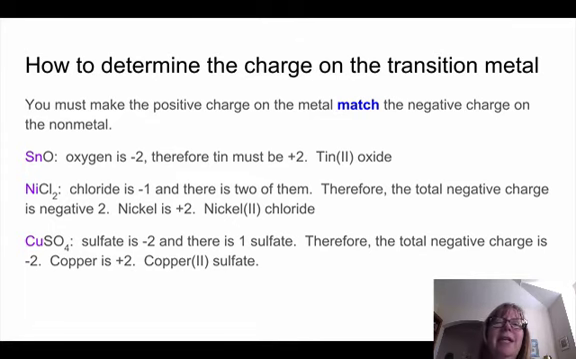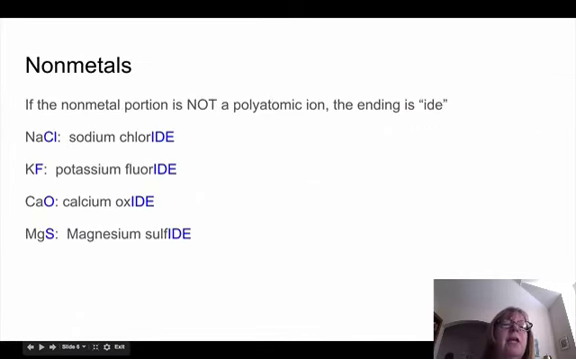All right. So we need to practice this, but you need to keep the idea that the positive charge on the metal has to match the negative charge on the nonmetal so that this ionic compound has no charge. When you're done writing a formula, you should not have any charges up here. Okay. So now let's talk about the nonmetals. We got the hard part over. Those transition metals and figuring out their charge, that's the hardest part.